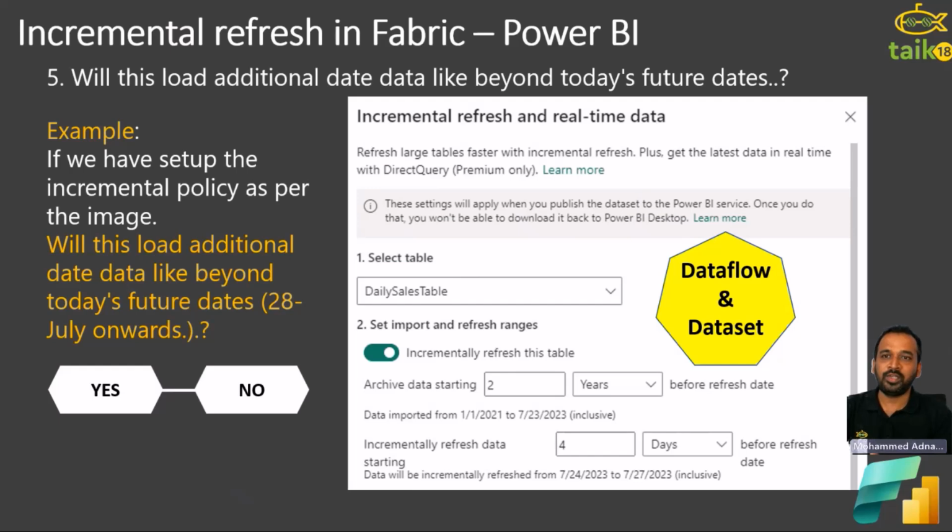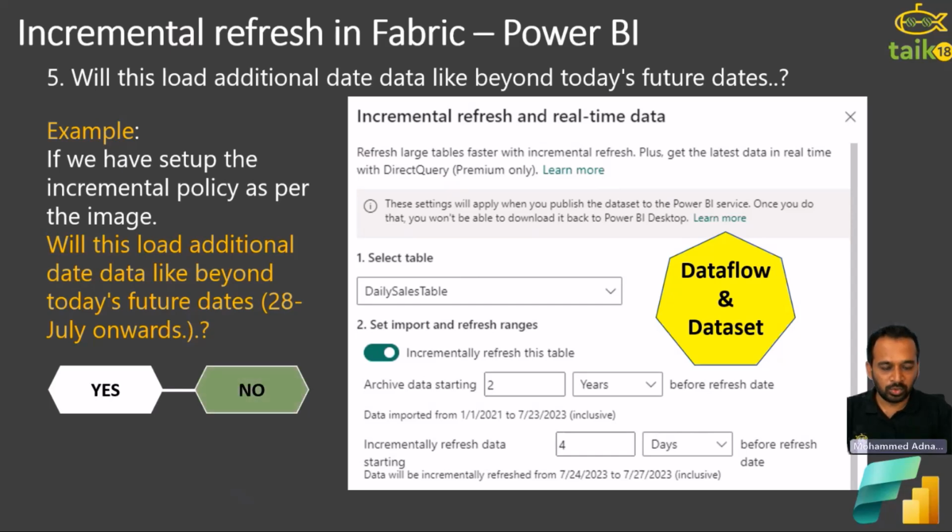Okay, the next thing: will it load additional data beyond today's date, like future dates? For example, let's assume that today is the 27th of July 2023, and we set up the incremental policy like this, and we have planning data for future years. We have configured the planning until 2025 and it is available in this particular table as well. So will this upload into the Power BI service or not?